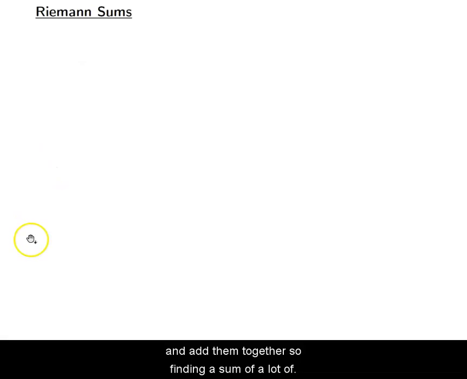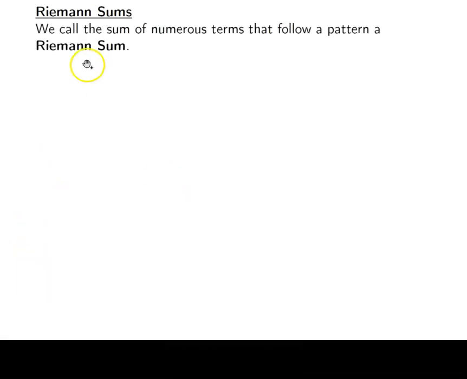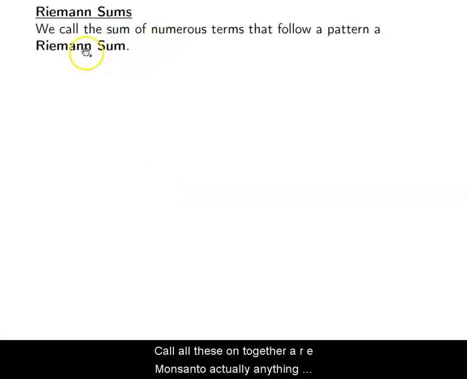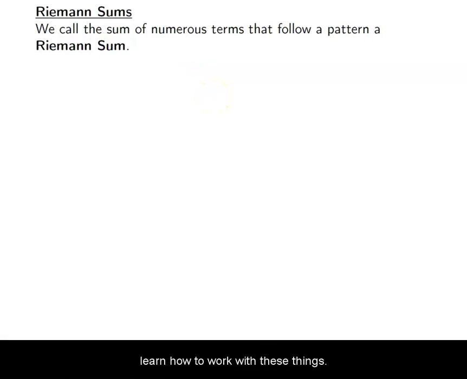So I'm finding a sum of a lot of different things. Okay, so we call all these sums together a Riemann sum. So actually anything that follows a pattern like this is called a Riemann sum. So we're just going to generalize what a Riemann sum is first. We're going to introduce some notation so that we can learn how to work with these things.